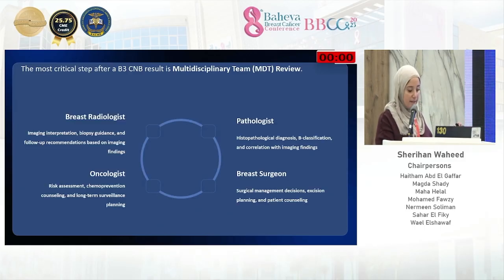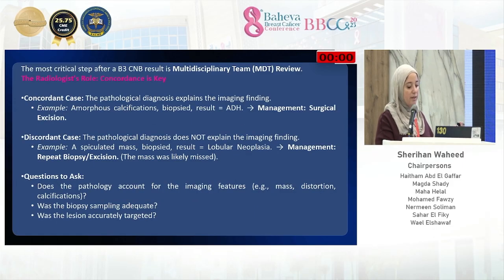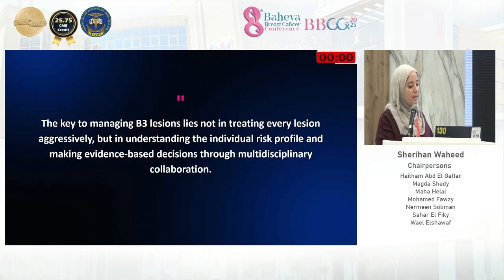The most critical step after a B3 core needle biopsy is the multidisciplinary team review, which includes the pathologist, breast surgeon, radiologist, and oncologist. The most critical step is determining the concordant and discordant cases. The questions that we have to ask: does the pathology account for the imaging features? Was the biopsy sampling adequate? And was the lesion correctly targeted?